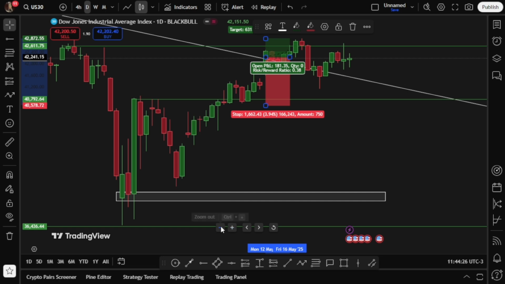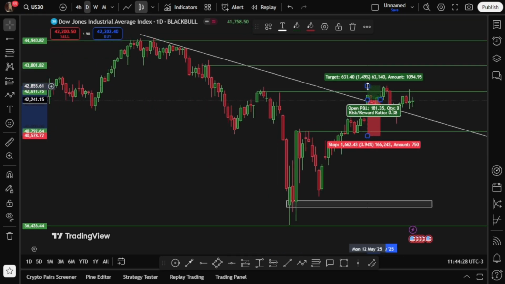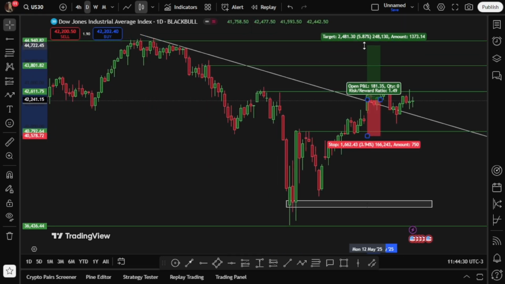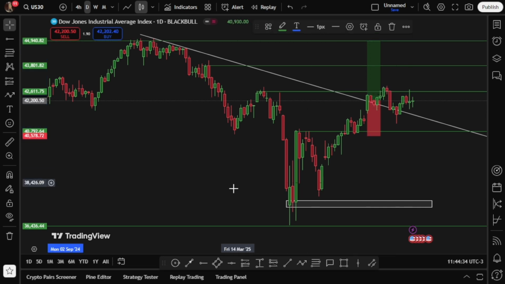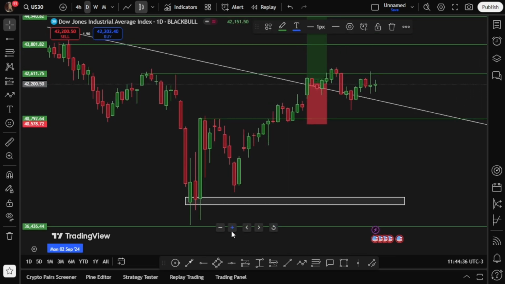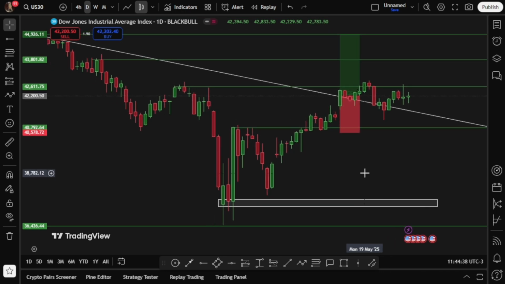Below the neckline, and my TP, I'm a swing trader, so my TP is at this level. But that's not just that. Right now, we have successfully called out a trade. This was the trade I entered on US30, and the trade is currently running.